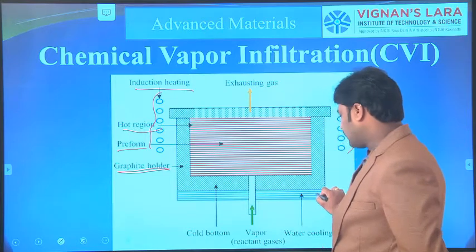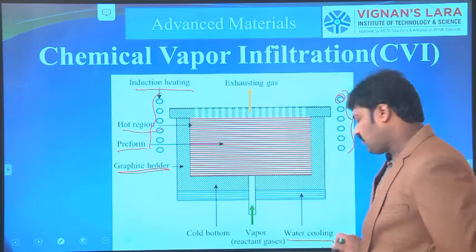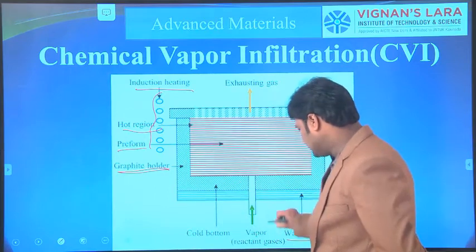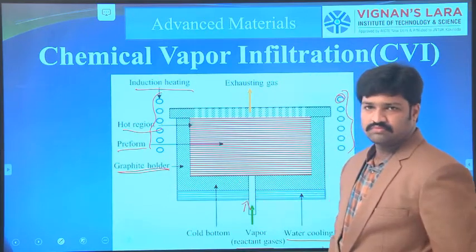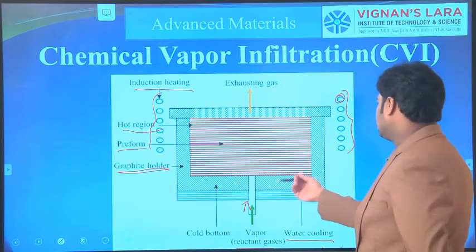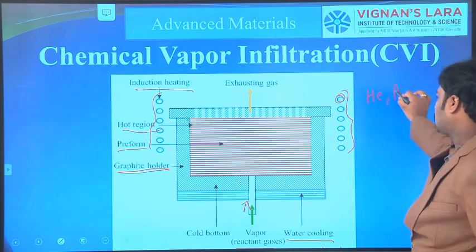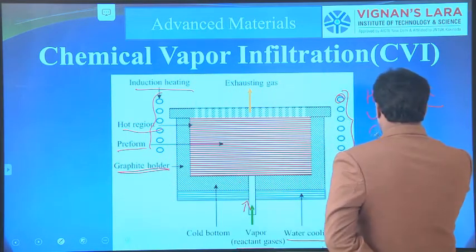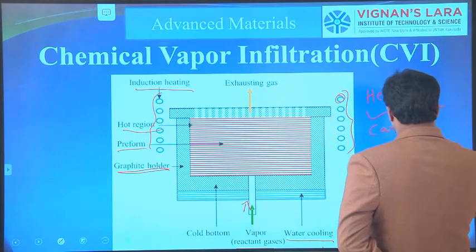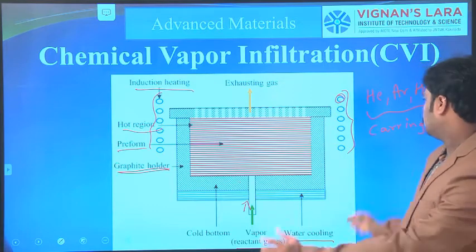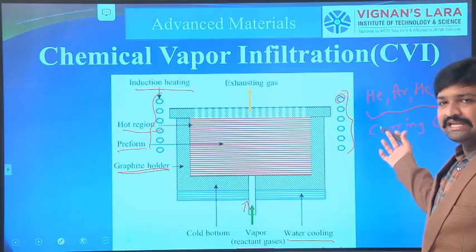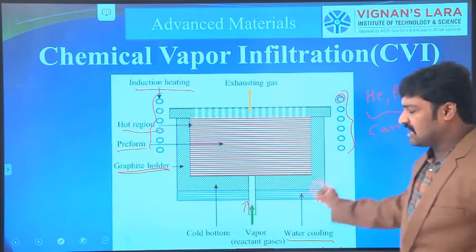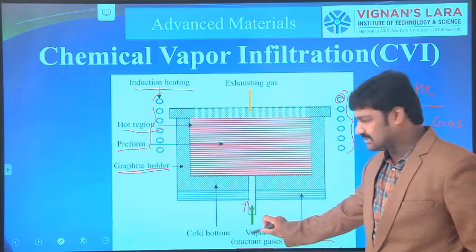This consists of a cooling chamber. On the bottom of this, there are water coils for cooling. Here, in between the graphite chamber and the reinforcement, we are passing a reactant gas. We are passing our final matrix material along with some hydrogen, argon or helium gases. These are all carrying gases. Along with the hydrogen, helium or argon, we are passing our main material composition towards the preform. These carrying gases carry our matrix gases into the preform.